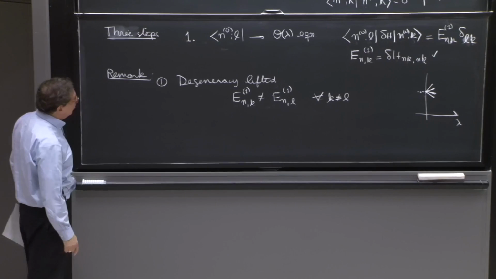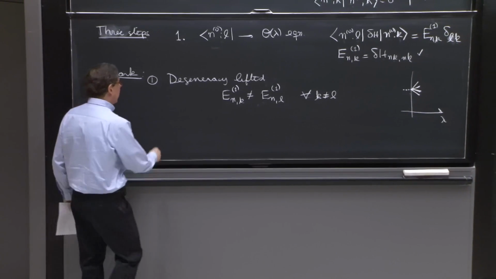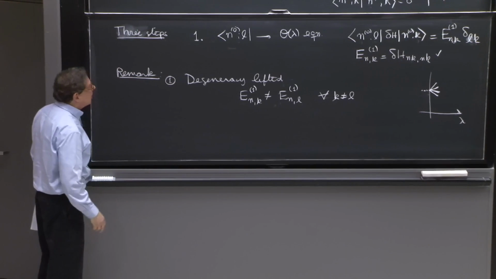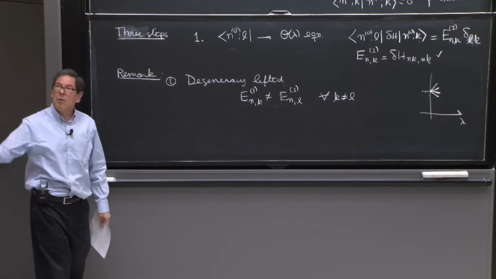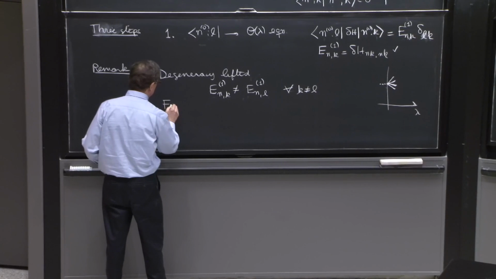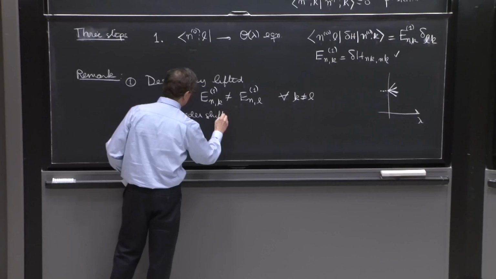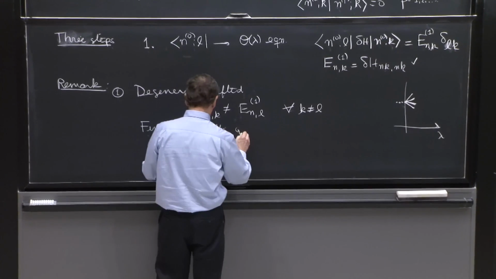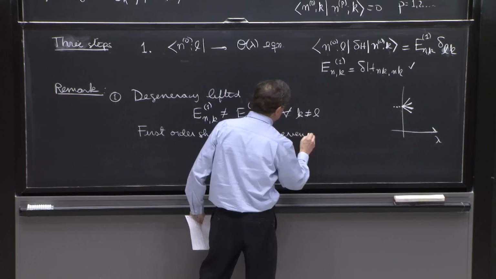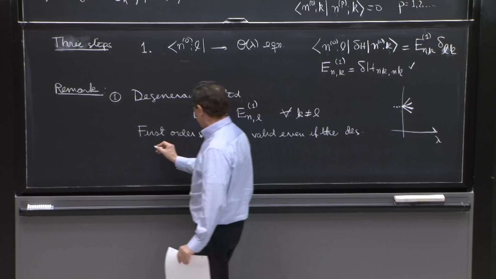Degeneracy is lifted when this happens, and this is the case we're going to assume for the rest of the discussion for the first part of the lecture, and then we'll try to find the correction to the state. Let me comment that our first order shifts that we have found, these eigenvalues, are valid even if the degeneracy is not lifted.